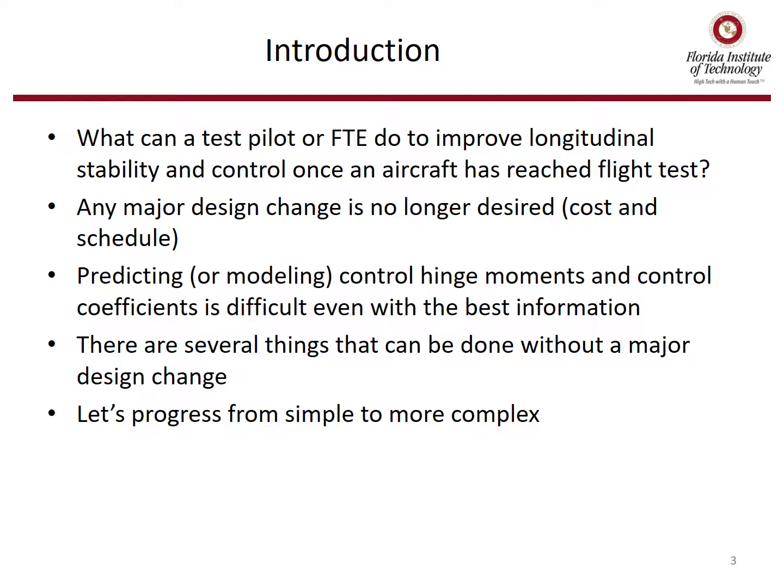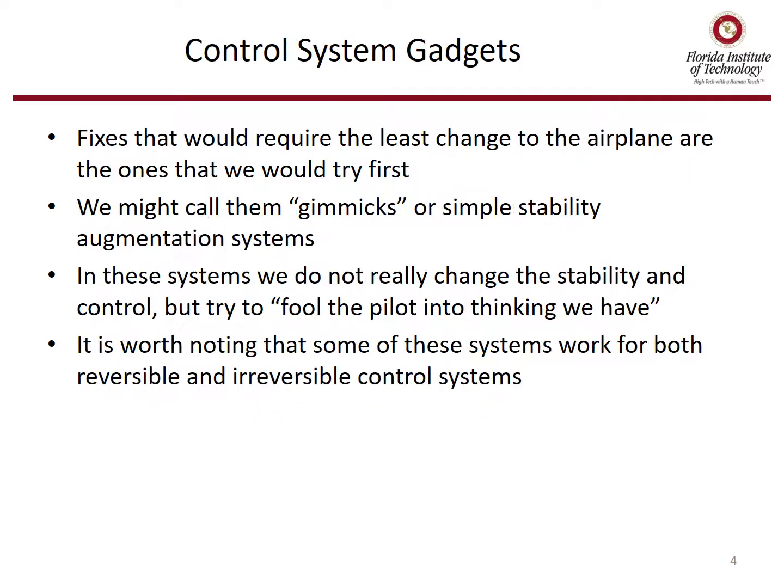Plus, predicting or modeling the control hinge moments and control coefficients that's done in the design process is difficult even with the best information, so we know that aircraft are going to get to flight test and still have issues. There are several things we can do without a major design change, and we'll go from simple to more complex. So fixes that would require the least change to the airplane are the ones we would try first.